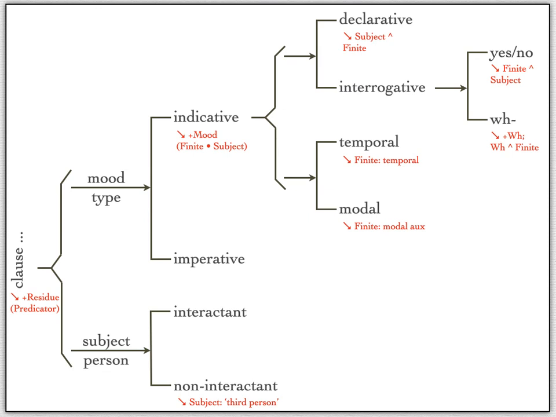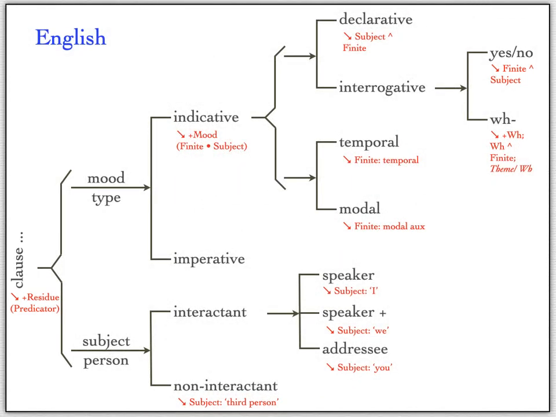But in English, it leads to a three-way choice. Speaker: I will, I could, I did. Speaker plus, that means speaker plus others: we have, we will, we are. Where the we doesn't specify whether the addressee is included or not. In some languages, the speaker plus leads to a further choice, inclusive, exclusive. And then the addressee, and the subject is you. So I, we, you. These are the interactant persons.